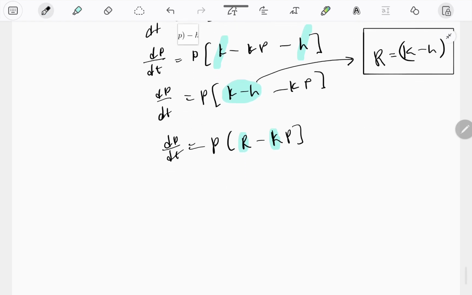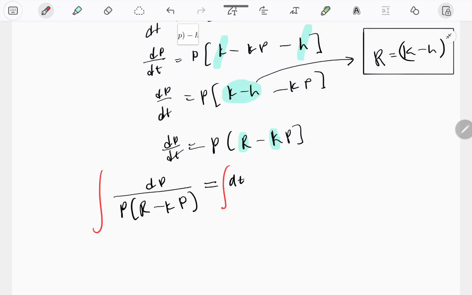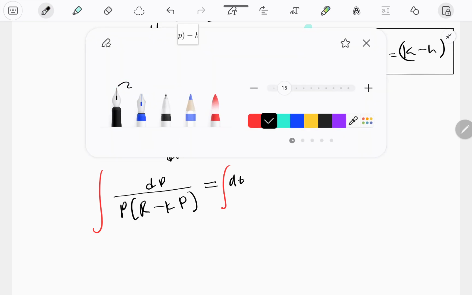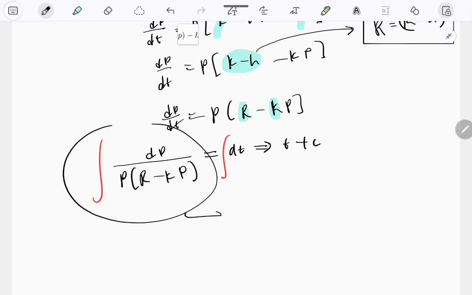Okay, let's try to continue. So if it's separable, anything with t, there's nothing with t, so t will be here alone. Anything with p will come this side, become dp over p times (R minus kp). All right, and then let's integrate both sides. If you integrate both sides here, this one is going to be easy. It's going to turn out to be t plus some constant, but this is the elephant in the room. How are we going to integrate that?